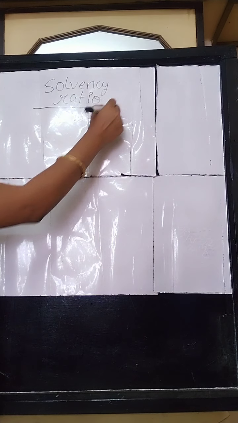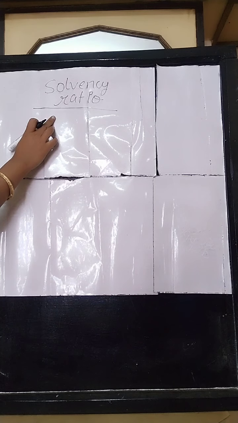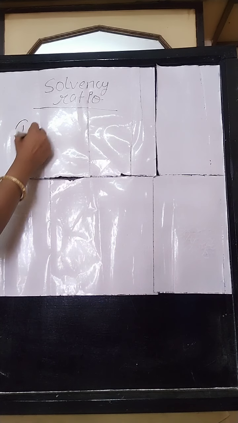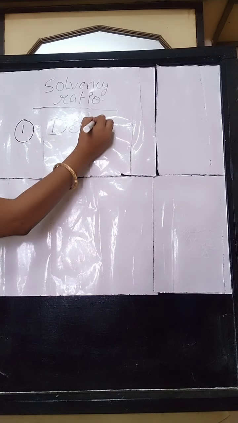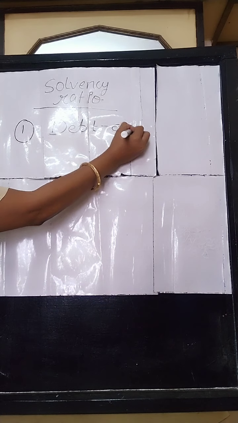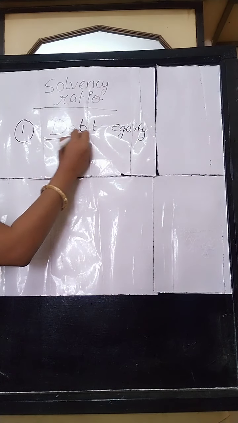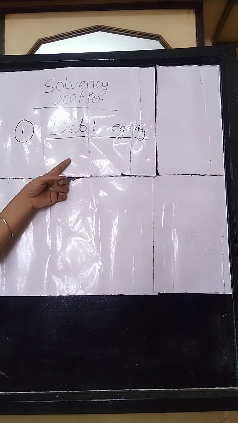Now the first type of solvency ratio is debt equity ratio. Solvency ratio measures the solvency of a firm. So the first popular type of solvency ratio is debt equity ratio. I have told you this earlier also, but today I will explain one by one what is the meaning of this ratio, what this ratio indicates, and how we will find out the debt equity ratio of a company or an organization.